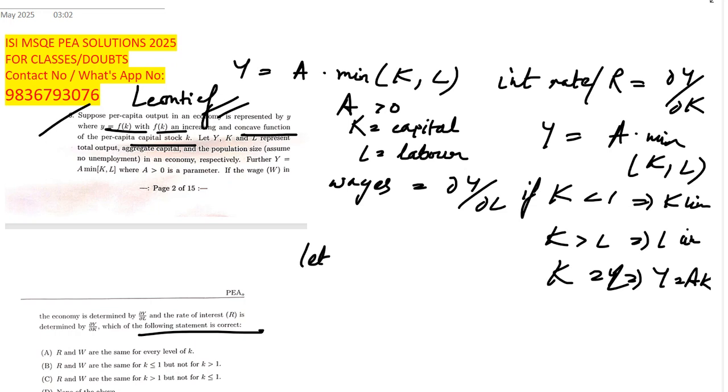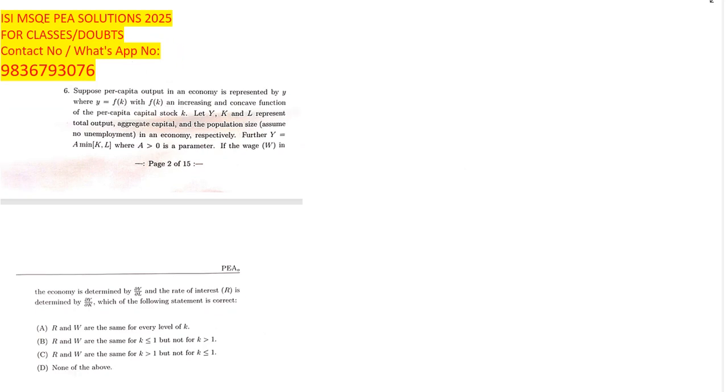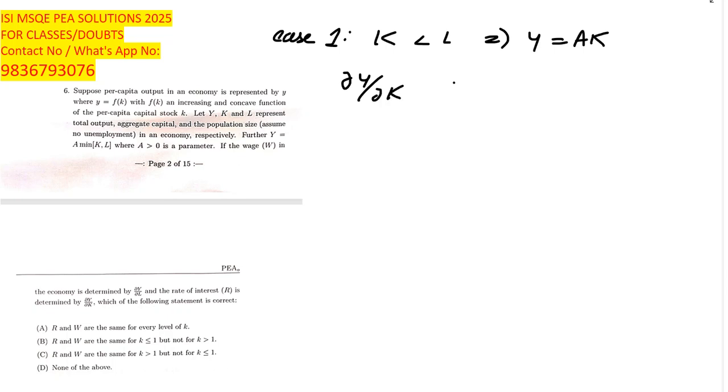So now let's consider k being K by L, that is the capital labor ratio. Now case by case, derivatives we have to find out. So let's do that one. First, case 1, K less than L, so Y is equal to AK. Here del Y by del K is equal to A, and del Y with respect to del L is 0. So R is equal to A and W is equal to 0.